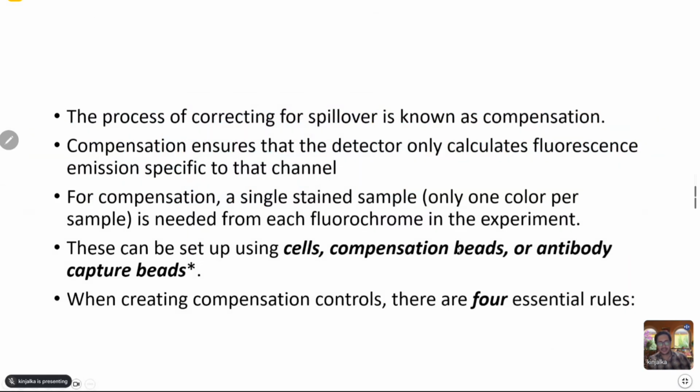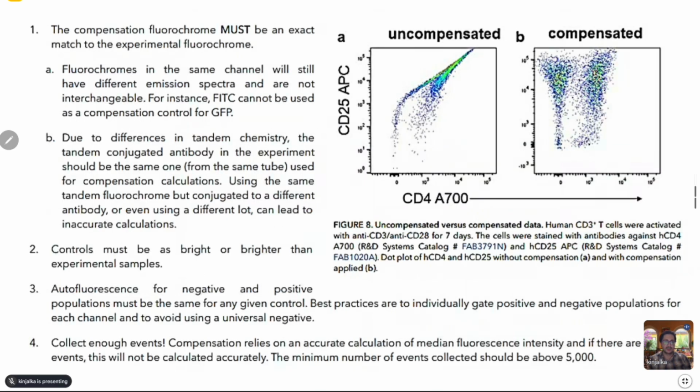So the process of correcting for spillover is known as compensation. Compensation ensures that the detector only calculates fluorescence emission specific to that channel. For compensation, a single stain sample, only one color per sample, is needed. These can be set up using cells, compensation beads, capture beads, and so on. And when creating compensation controls, there are four important rules.